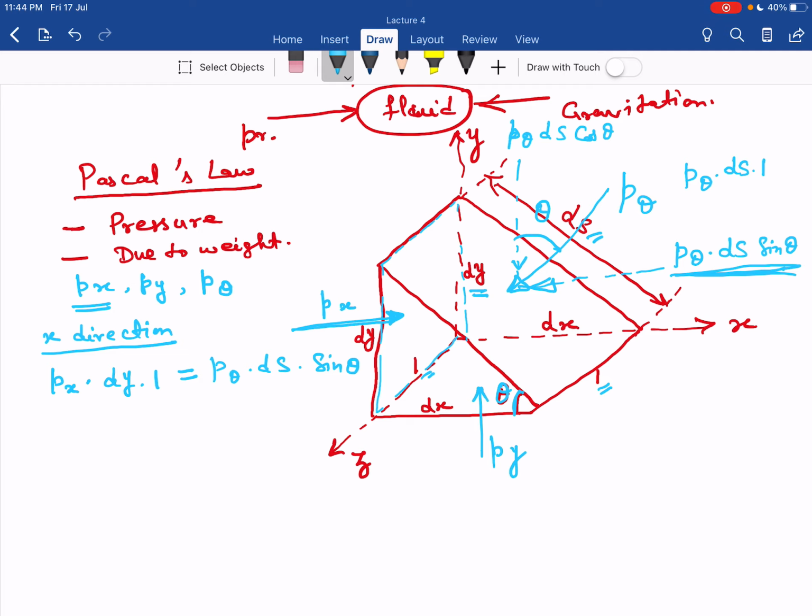Now you can write it as px into dy upon ds into 1 equal to p theta into sine theta. Now this dy upon ds, that is vertical upon this length ds, so we can write this as sine theta. So our first equation is px is equal to p theta.